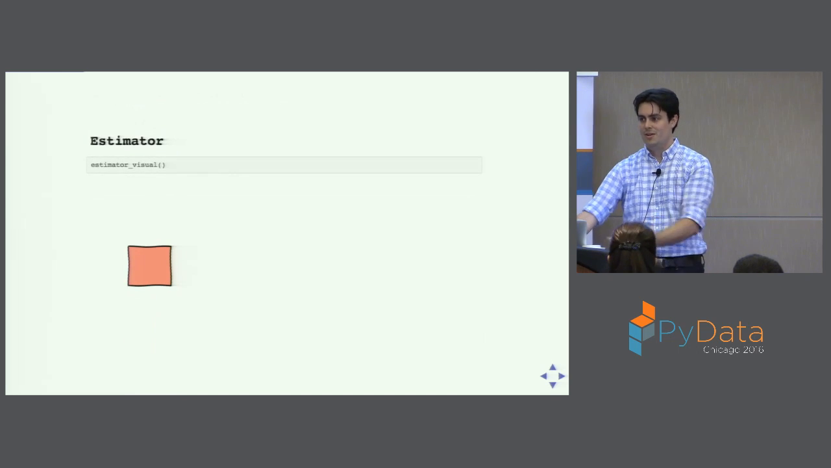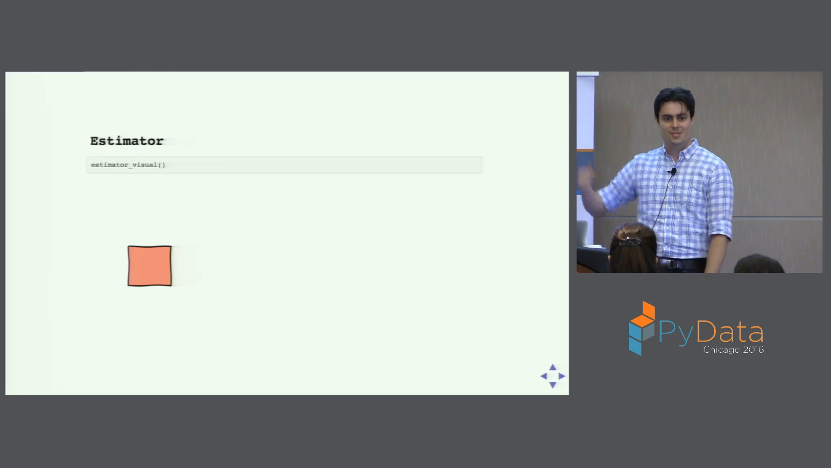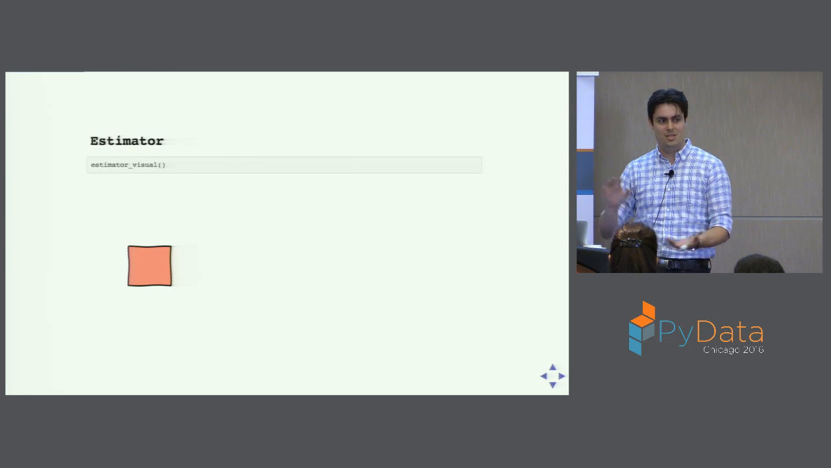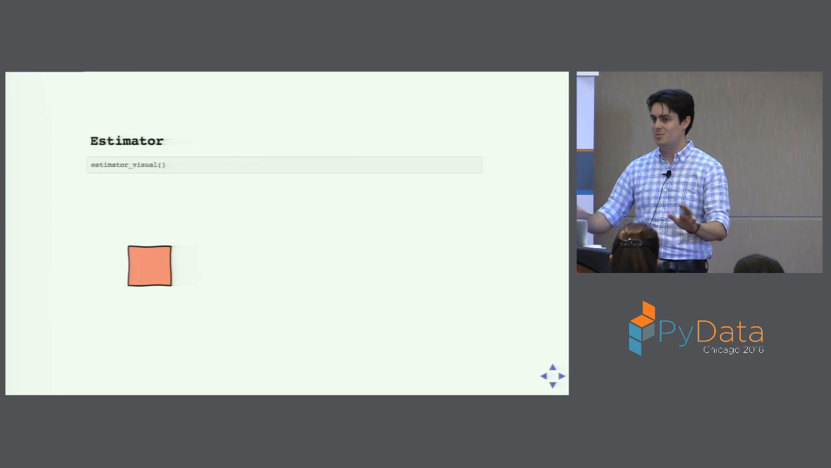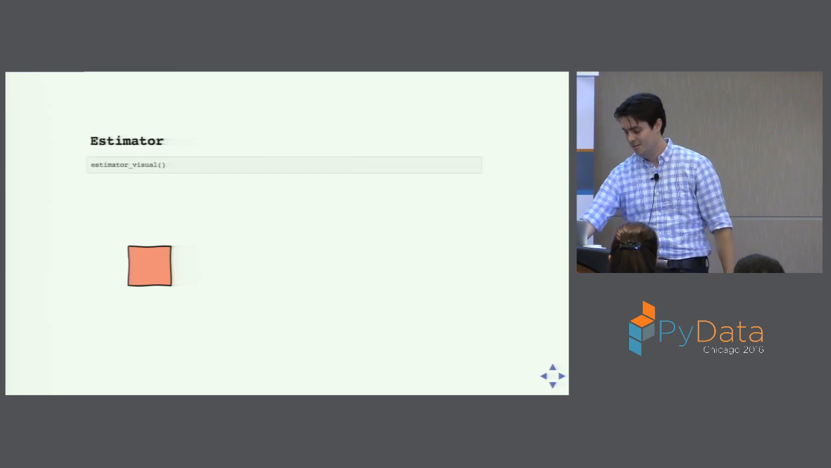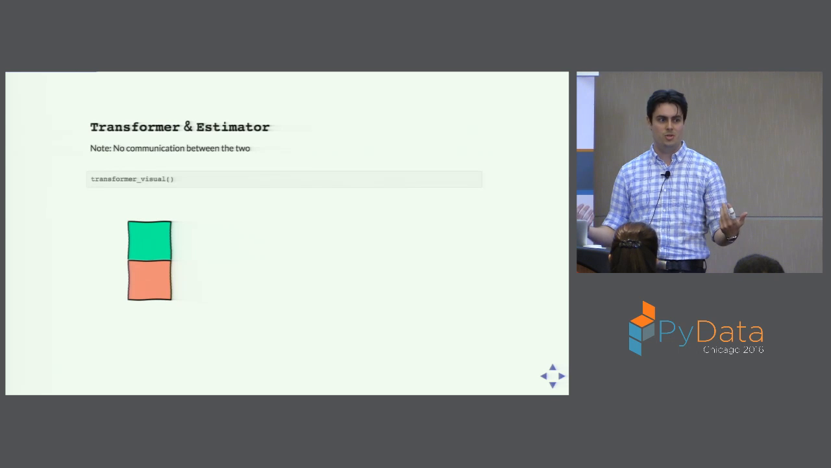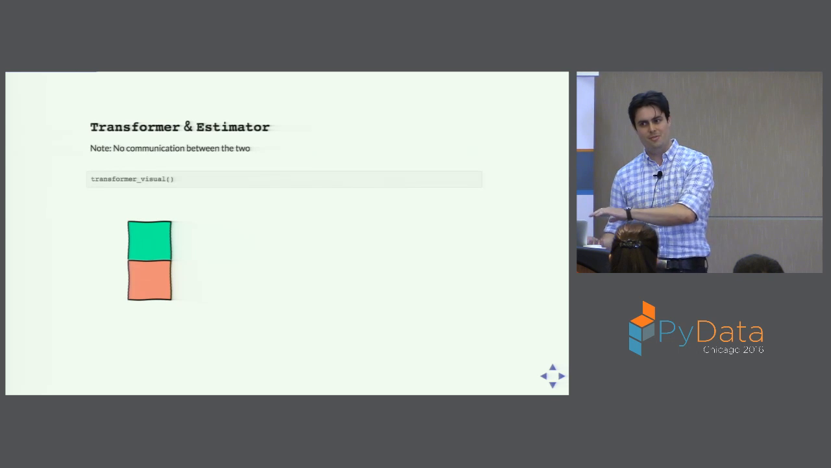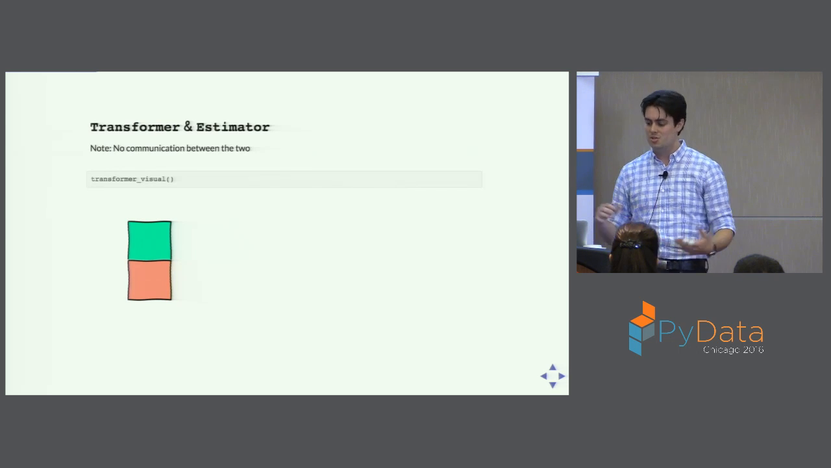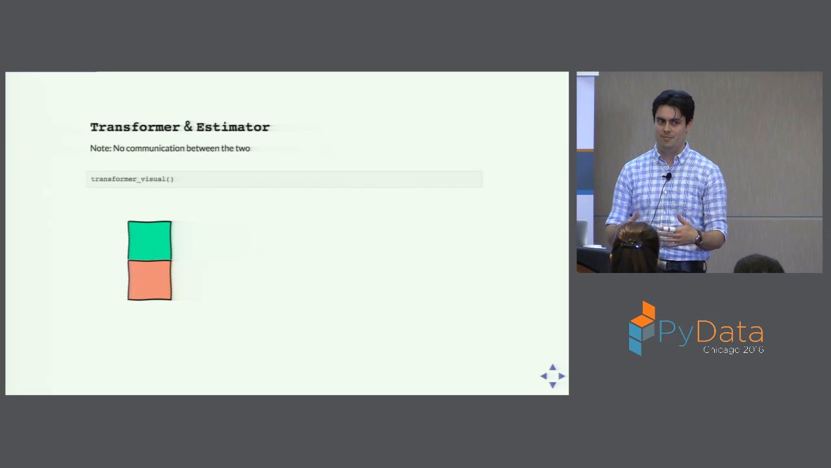So we have an estimator. It's going to be this salmon-covered box. It's just an estimator sitting there. It maybe takes an input, maybe has an output. Let's not worry too much about it. It's a little Lego block right now. There's also maybe a transformer. The transformer does some sort of transformation. They're sitting on top of each other, but they're not actually squished together yet. There's no communication between these two right now.